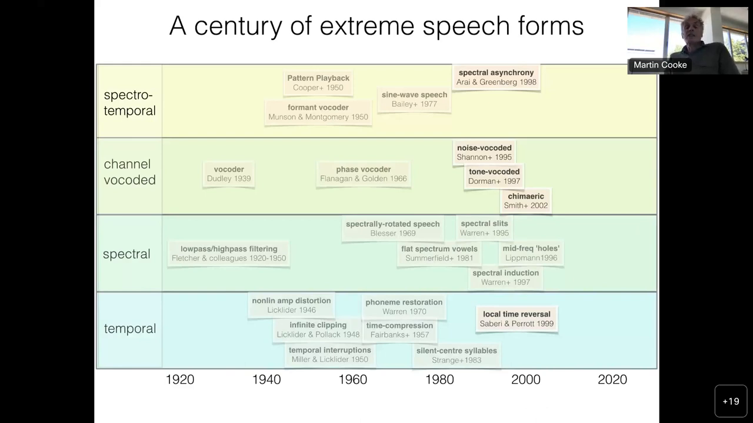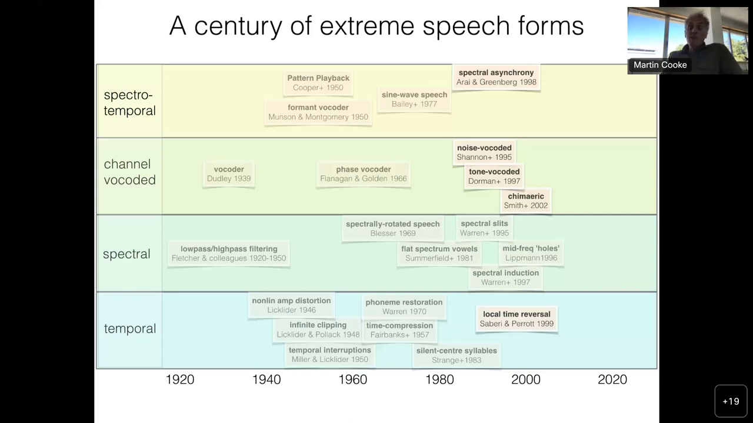So moving on to the 90s, largely, this was the decade of vocoded speech, particularly two forms of vocoding, noise and tone vocoded speech, which I'll play some examples of in a moment. It's also a time when there was a form of speech developed which separated the fine structure and the envelope structure of signals, chimeric speech. And this has allowed, for instance, researchers to take two signals, say a speech and a music signal, and swap their time structure and their envelope structure in order to see which of those two forms of structure in speech is most important for speech perception.